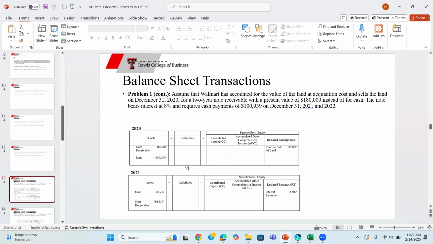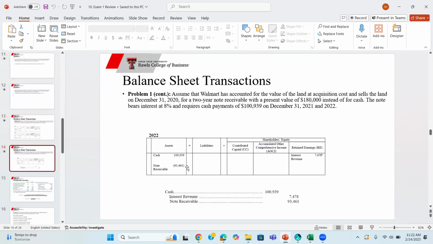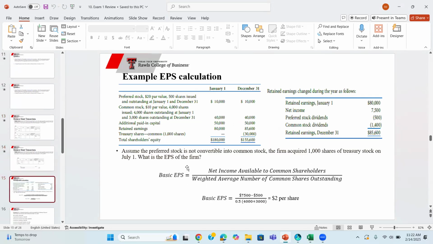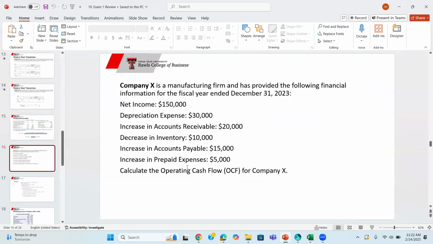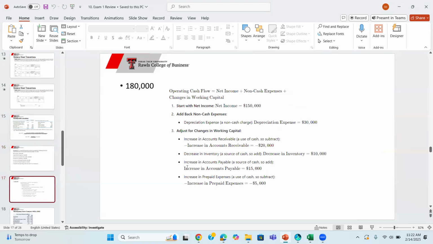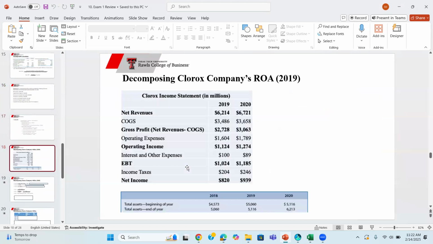Also, for this balance sheet transaction problem one, I showed it in the weekly videos, and the EPS calculation is also in that video, and this operating cash flow. All these practice questions are in our weekly videos. And the solutions are here already, so you have the resources to learn how to do this kind of maths.